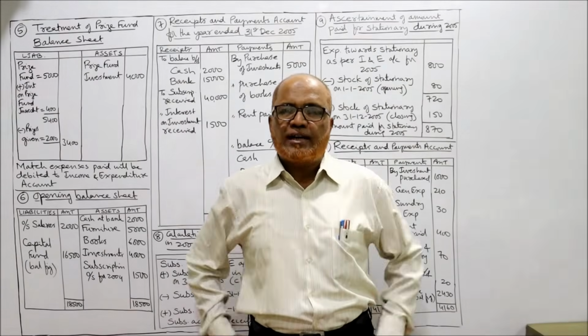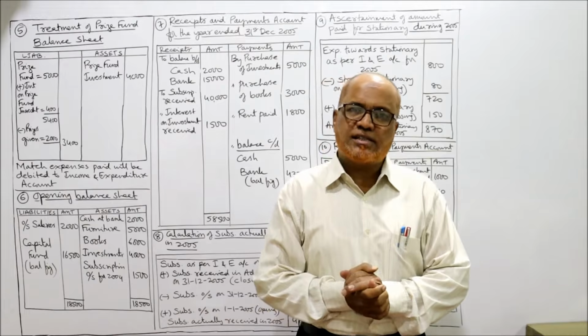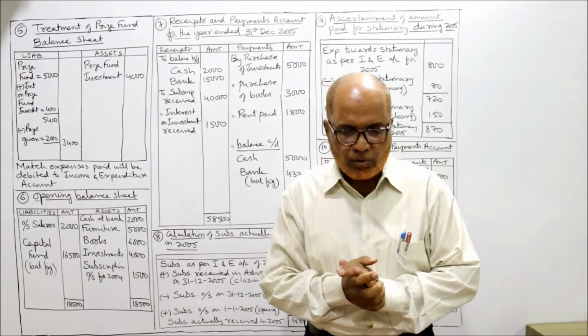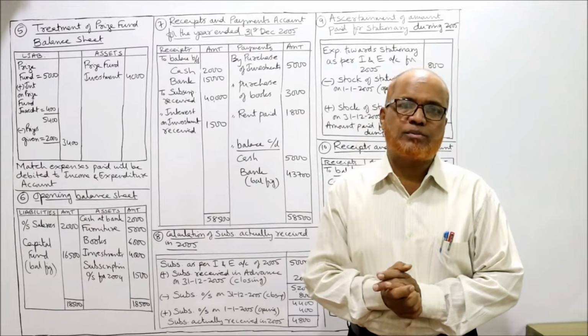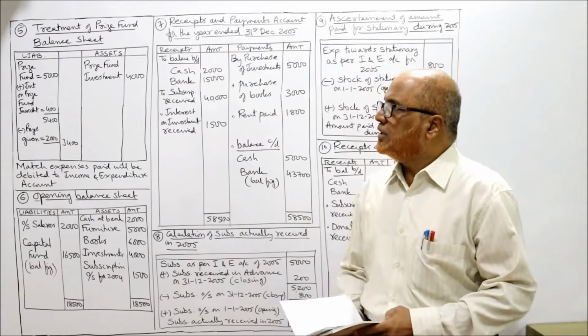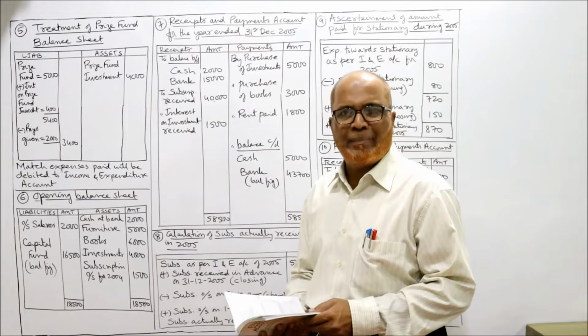Come on students, now we'll continue our problems on accounts of non-profit organizations. So far we have completed 4 problems. We have discussed the theory and also done 4 basic, short problems. Now see the 5th problem. These are all short problems. After completing these short problems, we'll go to the main problem.